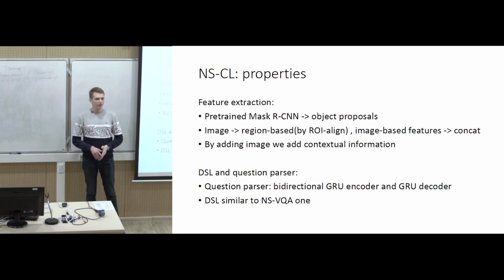As defined in the previous model, we use a pre-trained Mask R-CNN. Pre-trained means that we extract 4,000 CLEVR images and train on ground truth segmentation masks. Mask R-CNN is used for extracting object proposals. Then we take the original image. We get so-called region-based features by the RoI align operations, and the image-based features from the convolutional neural net, and they are concatenated, presenting the vector embedding of an object. So by adding image-level features, we add some contextual information to the embedding of the object.